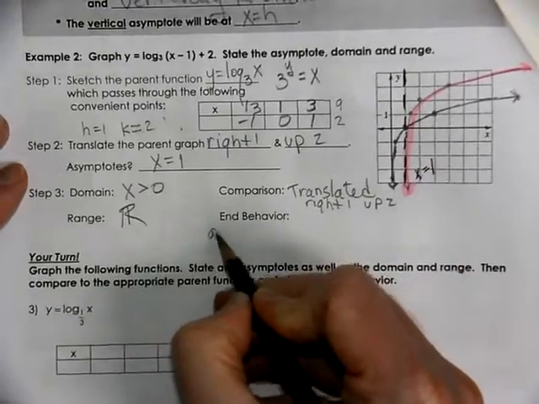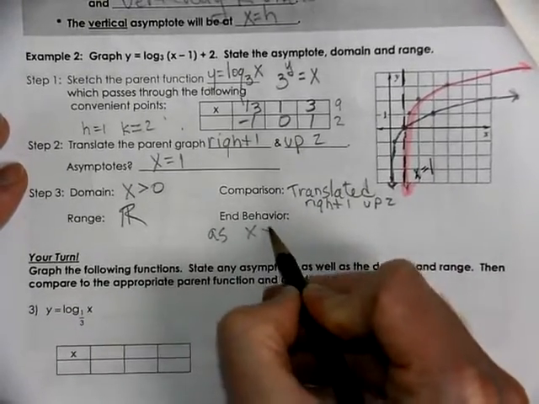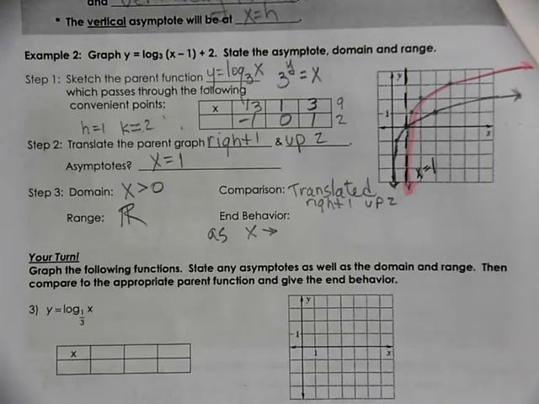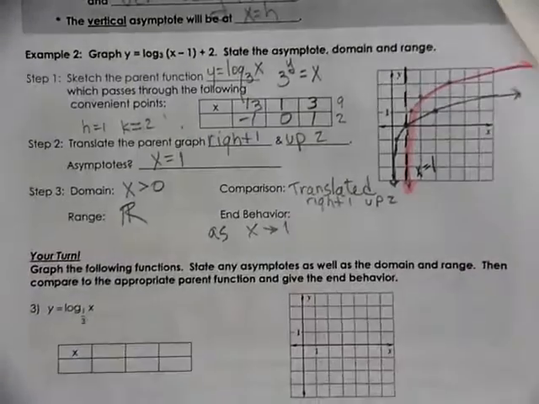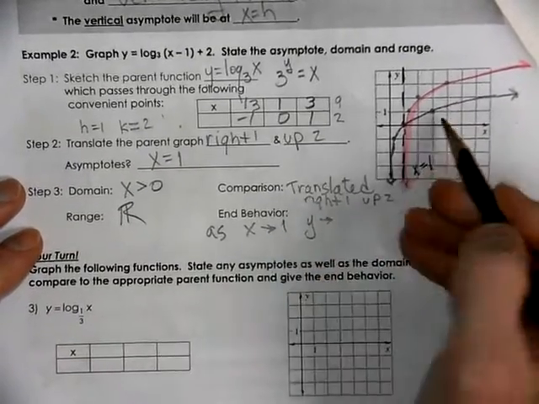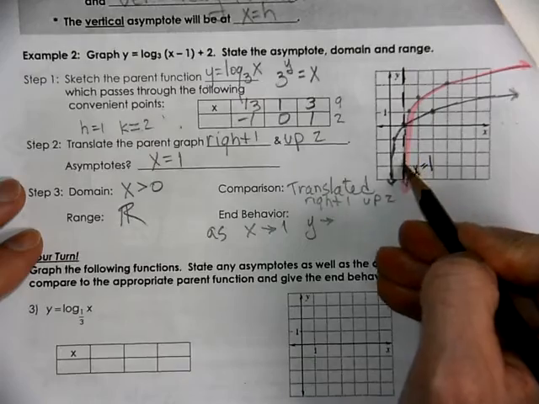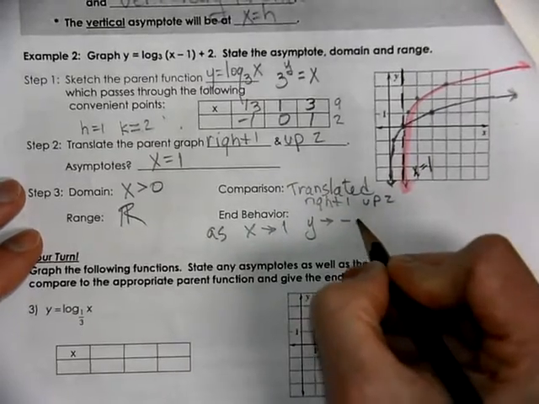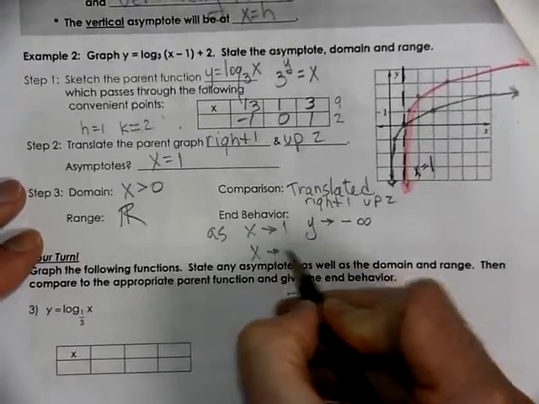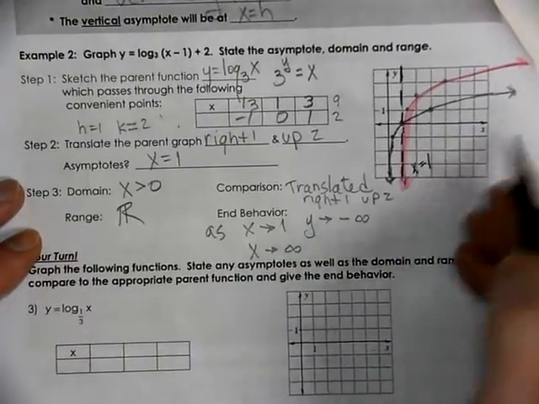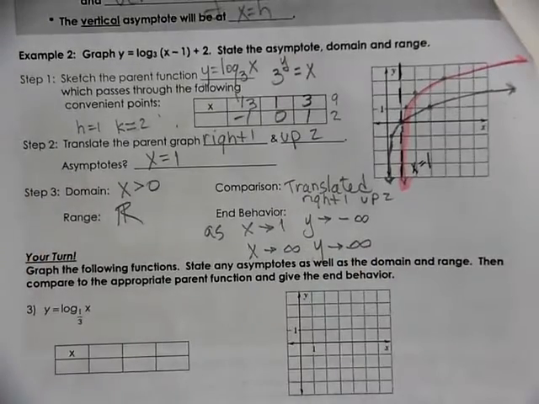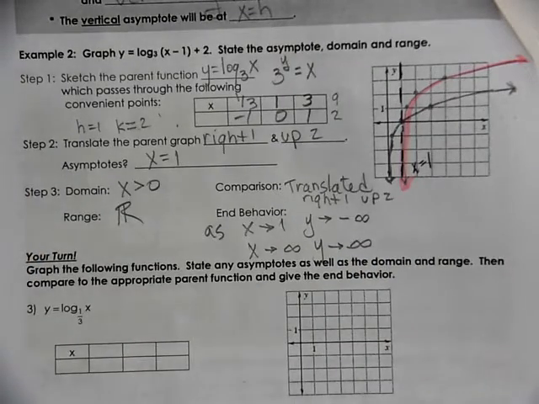And for end behavior, as x approaches, what's the smallest value x can approach? It can get and approach 1. So the y value at that location, the closer you get to 1, the more down it goes. So it goes to negative infinity. And it goes to positive infinity to the right, and the graph slowly but surely increases to positive infinity also.